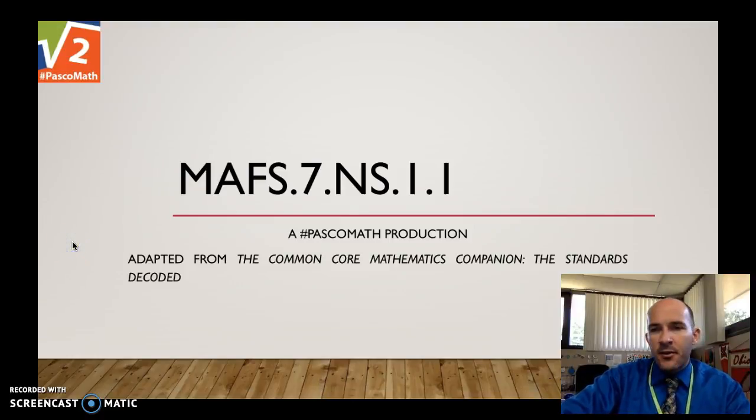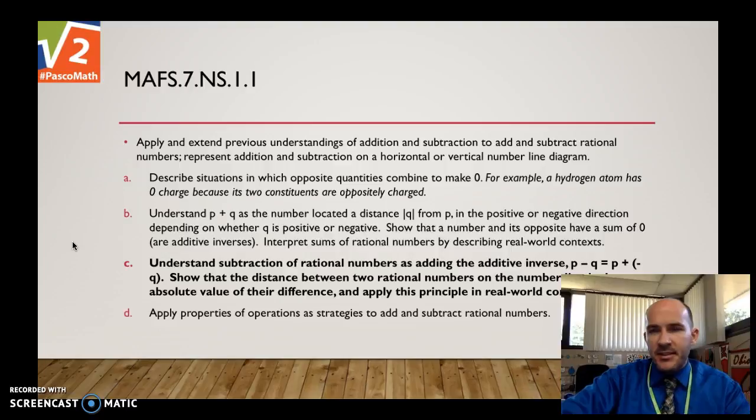Today we're going to continue our learning on 7.NS.1.1, specifically looking at part C of this standard. So let's get started. As a reminder, 7.NS.1.1 states: apply and extend previous understandings of addition and subtraction to add and subtract rational numbers, represent addition and subtraction on a horizontal or vertical number line diagram. Part C that we're focused on here says understand subtraction of rational numbers as adding the additive inverse. So P minus Q equals P plus the opposite of Q. Show that the distance between two rational numbers on the number line is the absolute value of their difference, and apply this principle in real-world contexts.